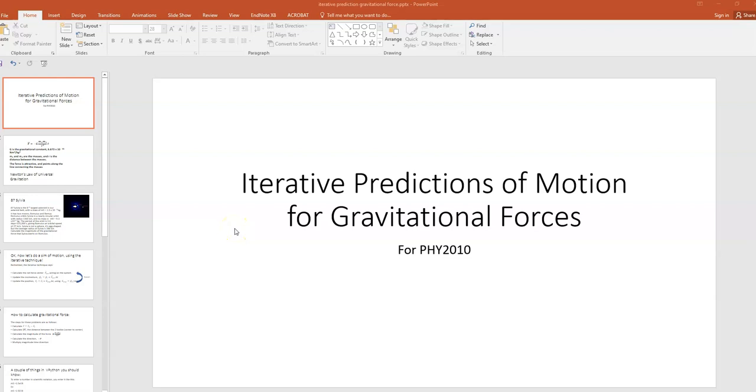In today's lecture, we're going to cover iterative predictions of motion for gravitational forces, and this is for Physics 2010. In this lecture, we're going to use VPython to simulate the motion of two asteroids in orbit.